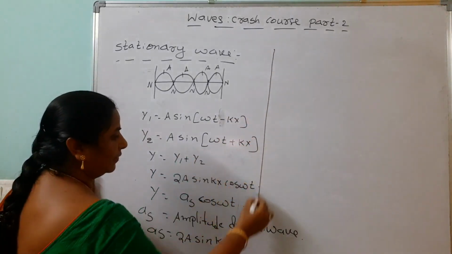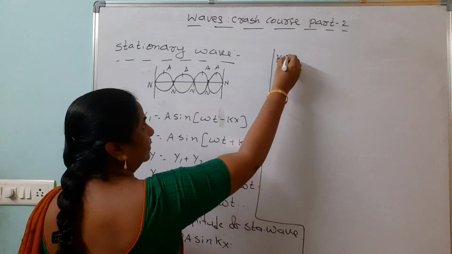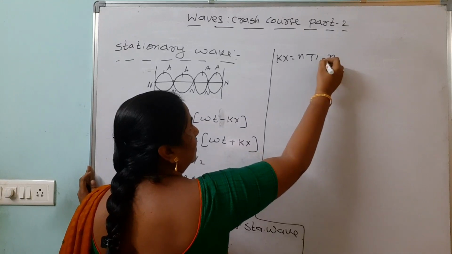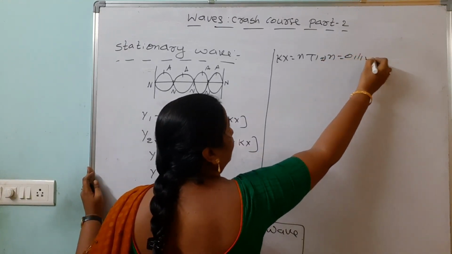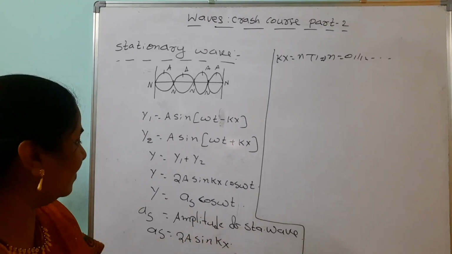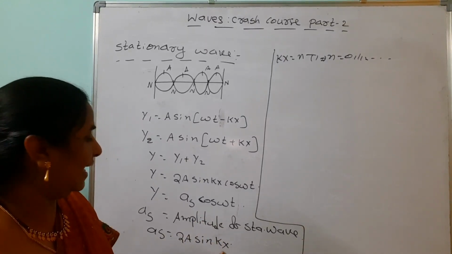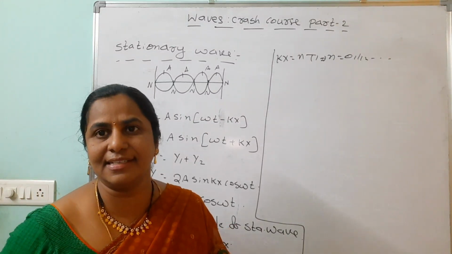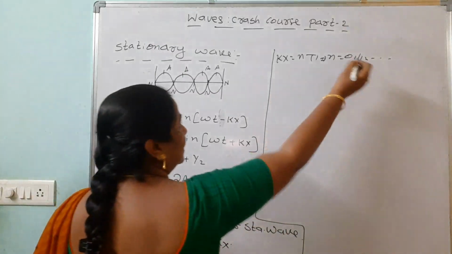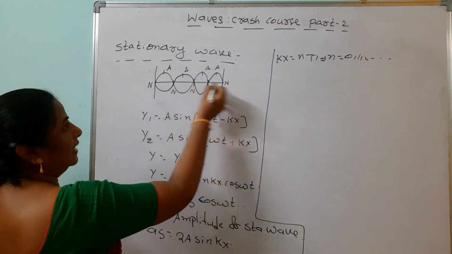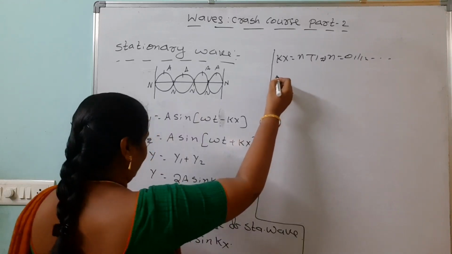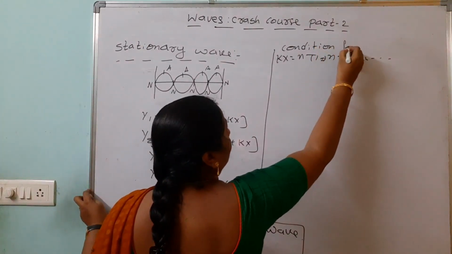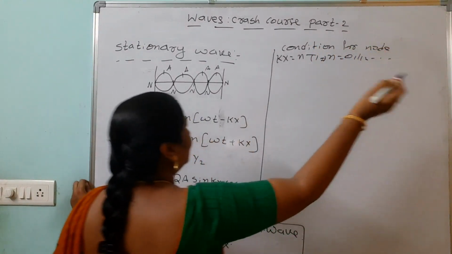Look here, if kx equals n pi, where n is 0, 1, 2 like that. If we take n equals 0, sin 0 equals 0. For n equals 1, sin pi equals how much? 0. So this is the condition for the displacement to be 0. In all these cases the displacement is 0, which means we get nodes. This is the condition for a node, meaning minimum or 0 displacement.